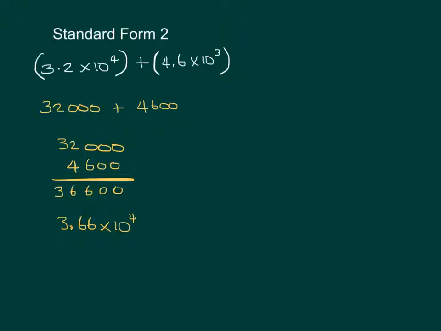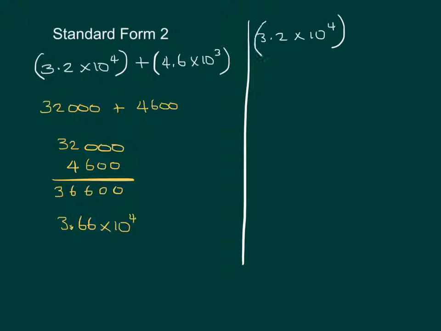Now I'll show you how this would work if you had to do this without actually converting the numbers to whole numbers. The first thing you want to do is to have the same place value for all of your numbers. Always use the bigger number, the number that has the biggest value. This is the number with the biggest value here, so I'm going to keep that exactly the same. I'll keep that as 3.2 times 10 to the power 4.